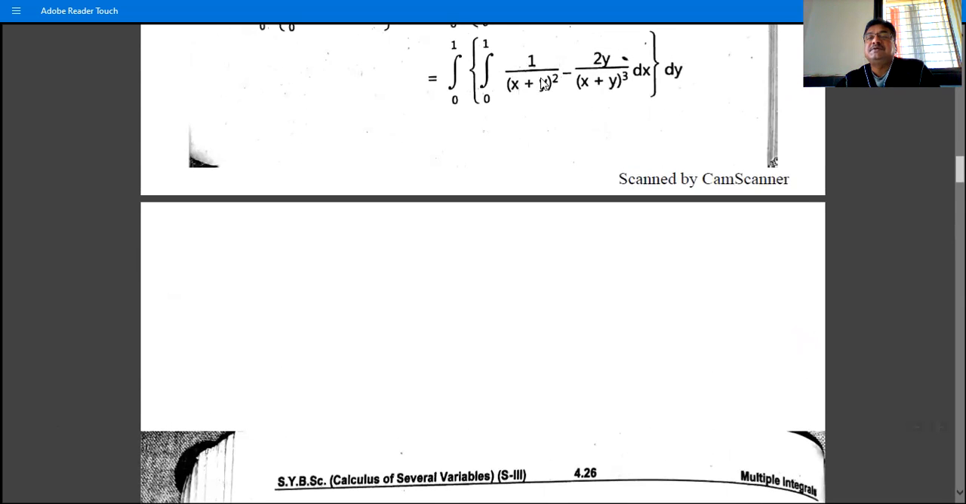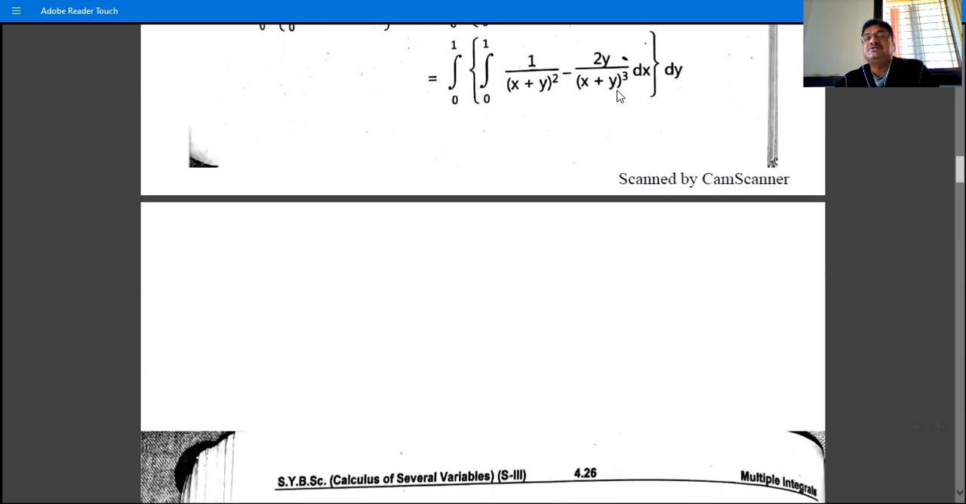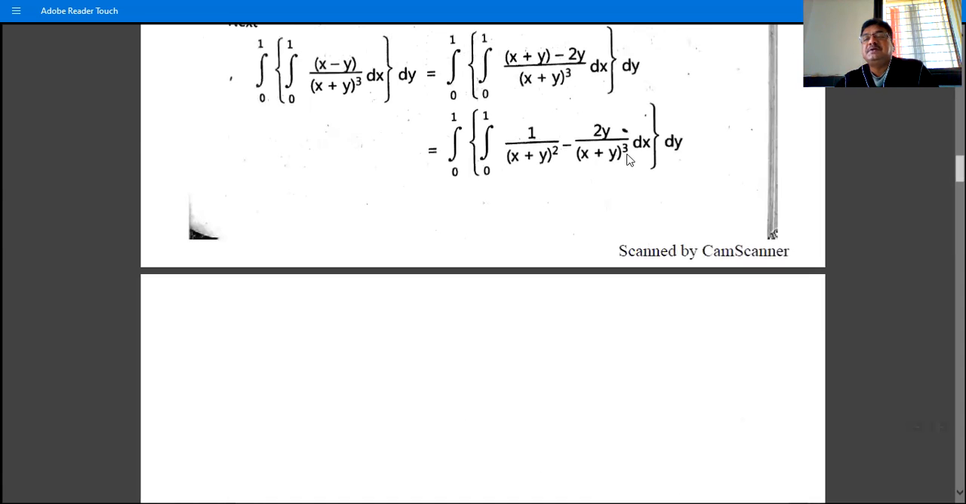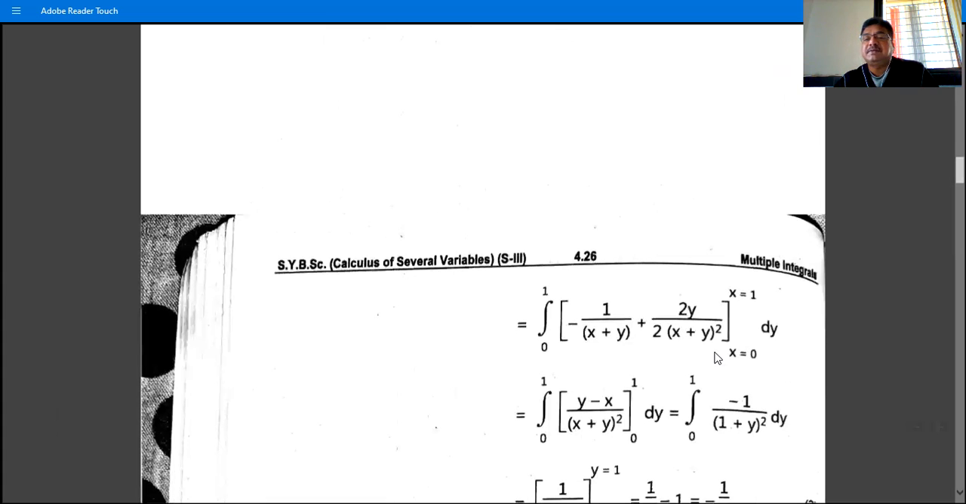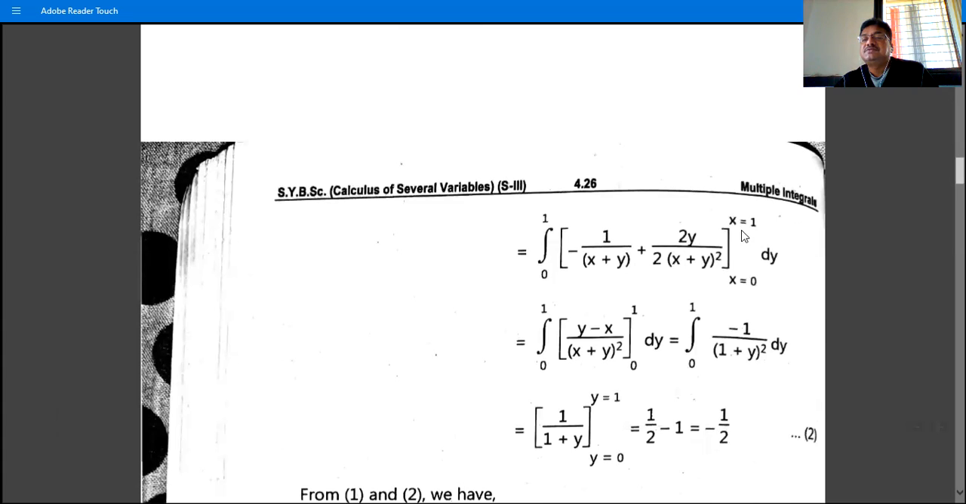Again, 1 by (x plus y) square means (x plus y) raised to minus 2. Its integration is (x plus y) raised to minus 2 plus 1 divided by minus 2 plus 1. And here is (x plus y) raised to minus 3, where 2y is a constant. 2y as it is, and for (x plus y) raised to minus 3, the integration is (x plus y) raised to minus 3 plus 1 divided by minus 3 plus 1, that is minus 2, plus minus 2 by minus 2. And minus minus becomes plus, here plus. So we have this. x runs from 0 to 1, then find the value of this bracket.